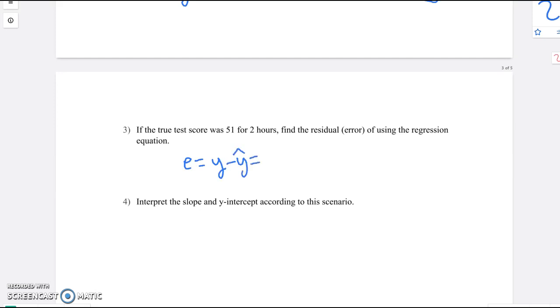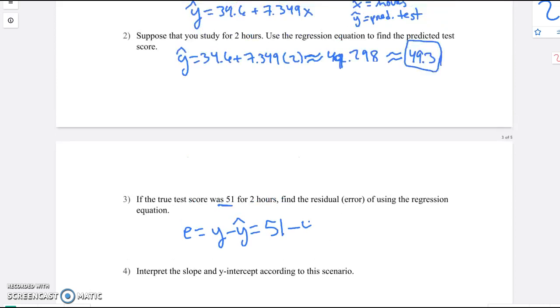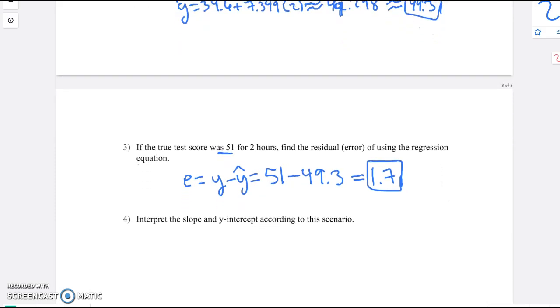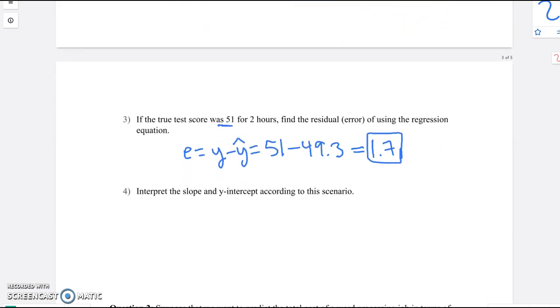Okay, so the true value was 51 hours because this is what the true test score is. What is my predicted score? Well, we went ahead and looked it up right here. It's 49.3. Okay, so what is going to be my error? Well, when I subtract these two together, what I'm going to get is approximately 1.7. So we were just off by 1.7, which isn't that bad. But it really depends on what you are measuring. In this case, it's test scores, so it doesn't seem like a really bad thing.